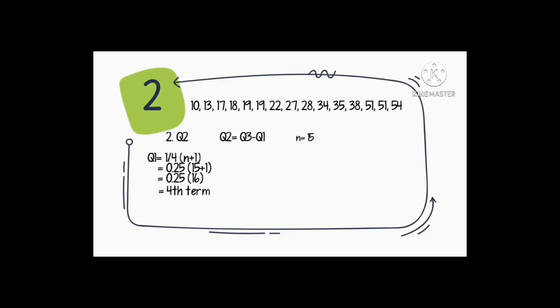After we get the 1st quartile, we will now subtract it from the 3rd quartile. 12 minus 4 is equals to 8. Our 2nd quartile is the 8th term in our set of scores, which is 27.